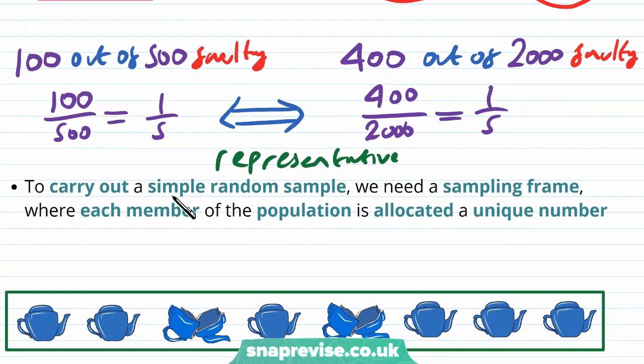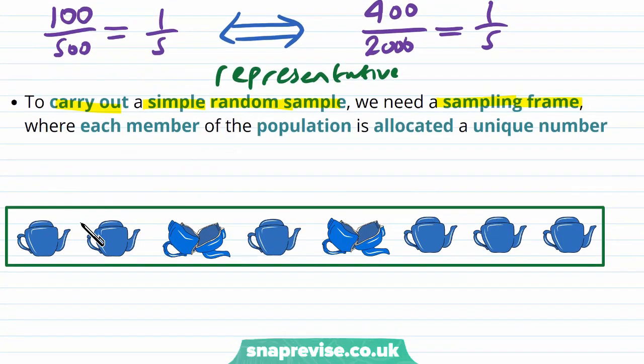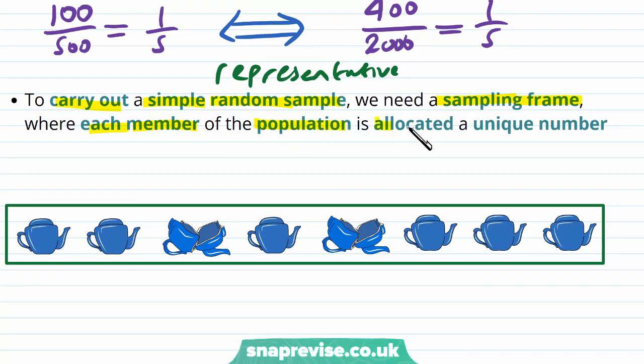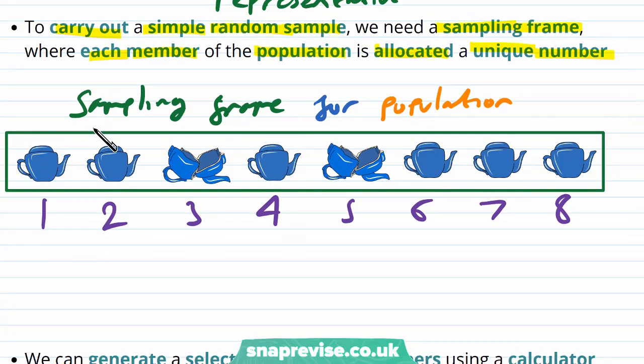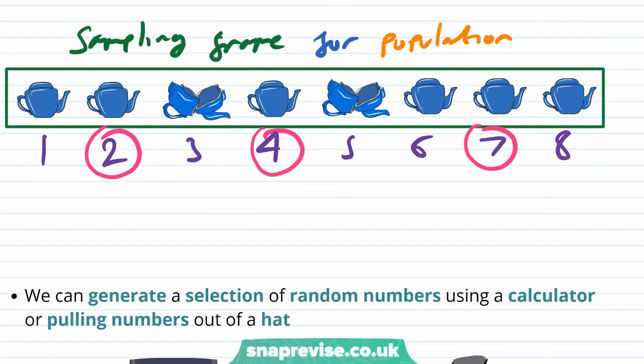To carry out a simple random sample, we need a sampling frame, where each member of the population is allocated a unique number. Let's consider a sampling frame for the population. Each member of the population is allocated a unique number, 1 up to 8 in this case. And then we take our sample, say 2, 4, and 7, and we need to label each teapot so you can choose at random.